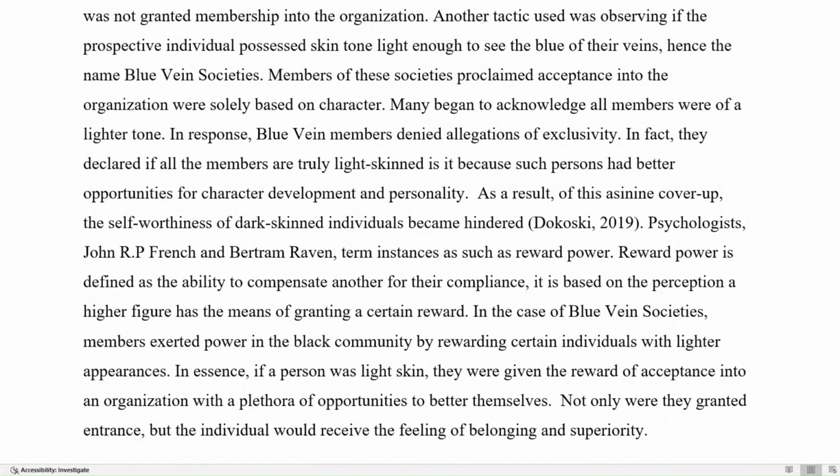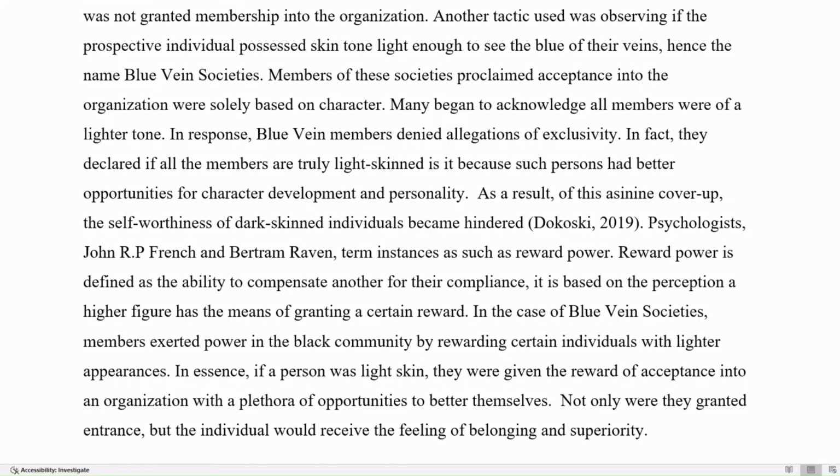Members of these societies proclaimed acceptance into the organization was solely based on character. Many began to acknowledge all members were of a lighter tone. In response, Blue Vein members denied allegations of exclusivity. In fact, they declared if all the members are truly light skinned, it is because such persons have better opportunity for character development and personalities. As a result of this asinine cover up, the self worthiness of dark skinned individuals became hindered. Dosky 2019.